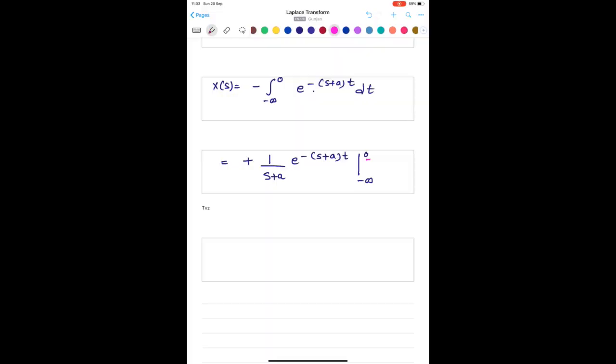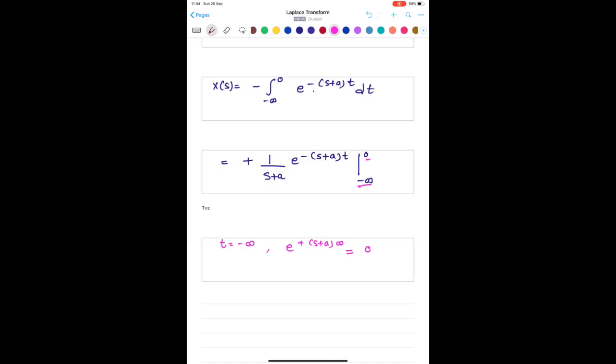Answer equals to 1. The problem is in the lower limit now. Means when you put t equals to minus infinity. So when your t is equal to minus infinity, then e raised to the power minus s plus a, there will be a minus infinity, this. So in order for this to be equal to 0, if this is not equal to 0, then we will not be able to find a finite answer.